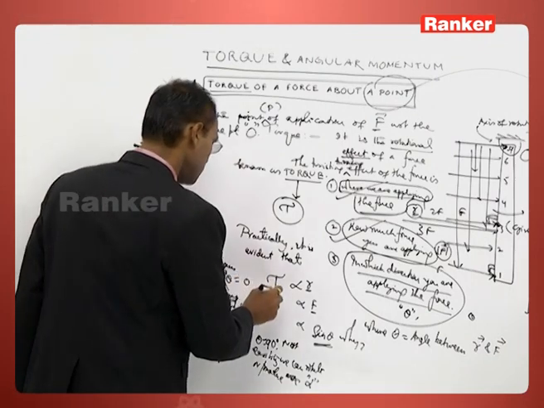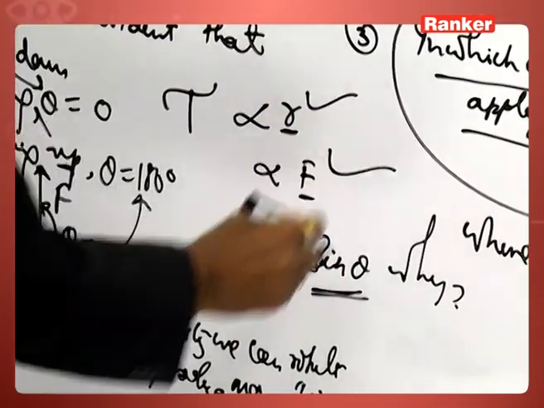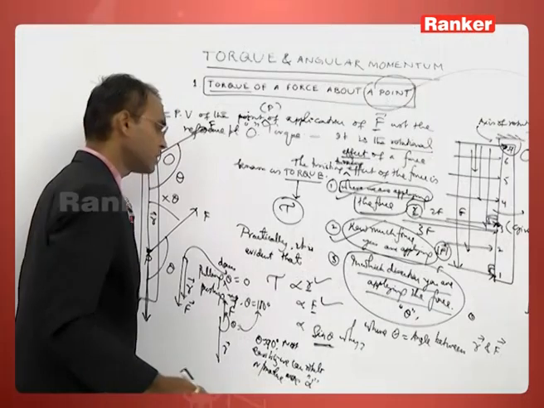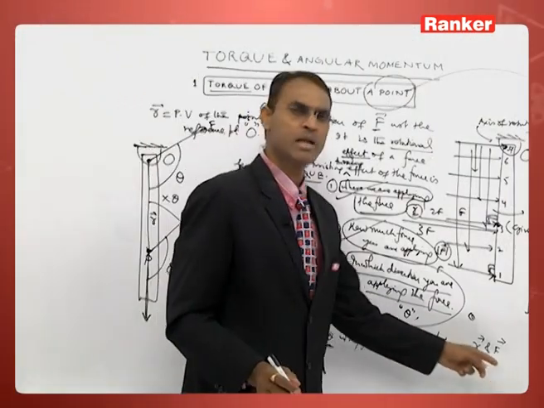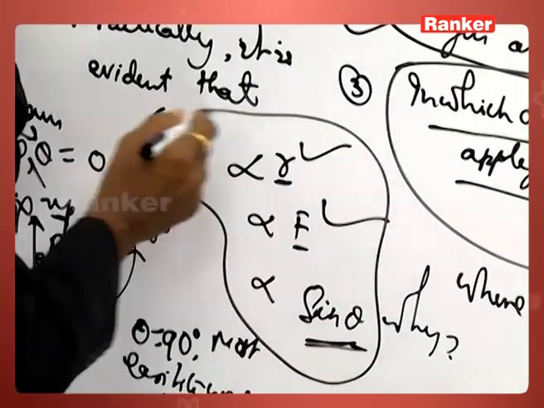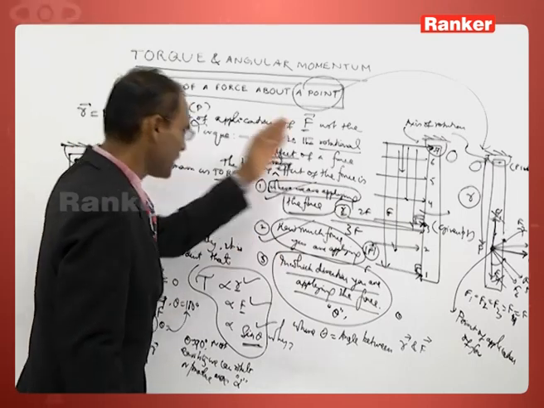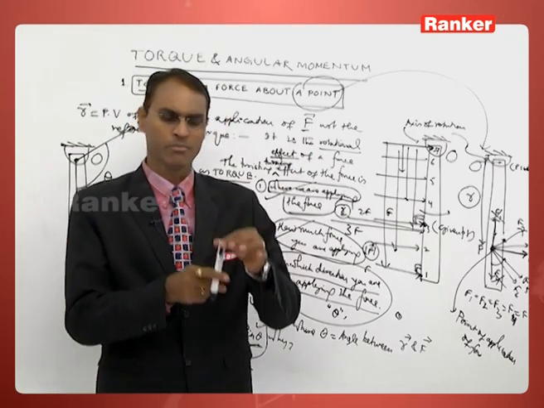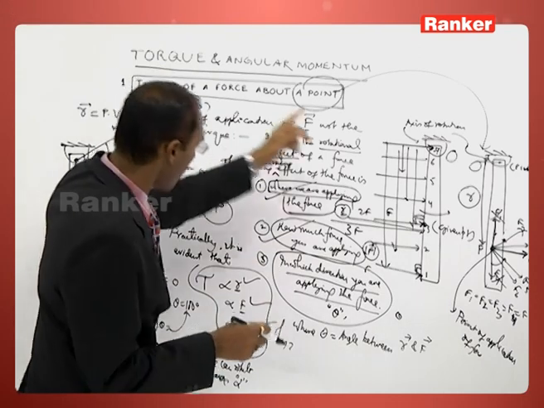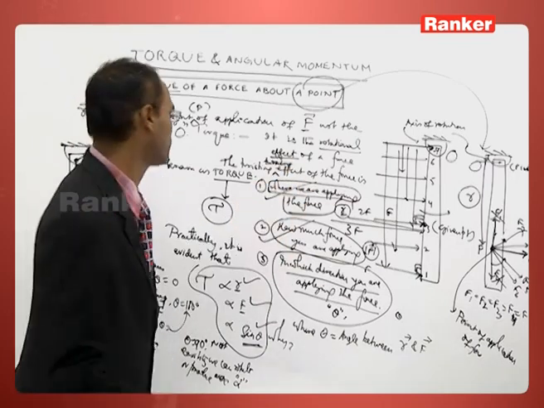So the torque is directly proportional to R, directly proportional to the F magnitude, and directly proportional to sine theta, where theta is the angle between the R vector and the F vector. As a whole, if you combine all these three effects, they will decide whether the body should rotate or not. The combined effect of all these three is called the turning effect or torque of the force.